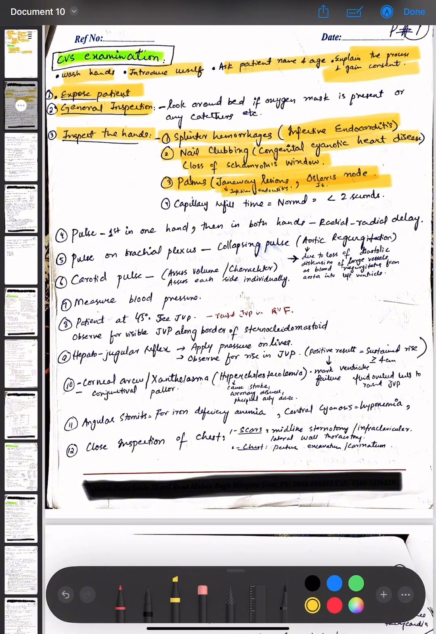Okay, we will look for the capillary refill time. It is normal if it is less than 2 seconds. If it takes more than 2 seconds to refill, then it is abnormal.